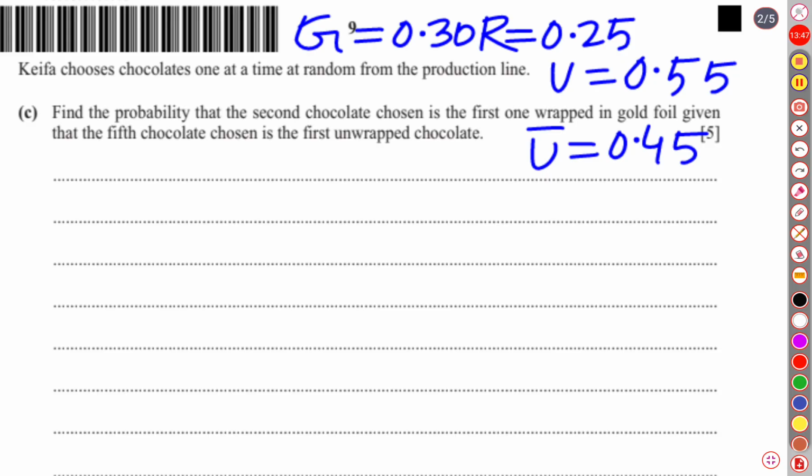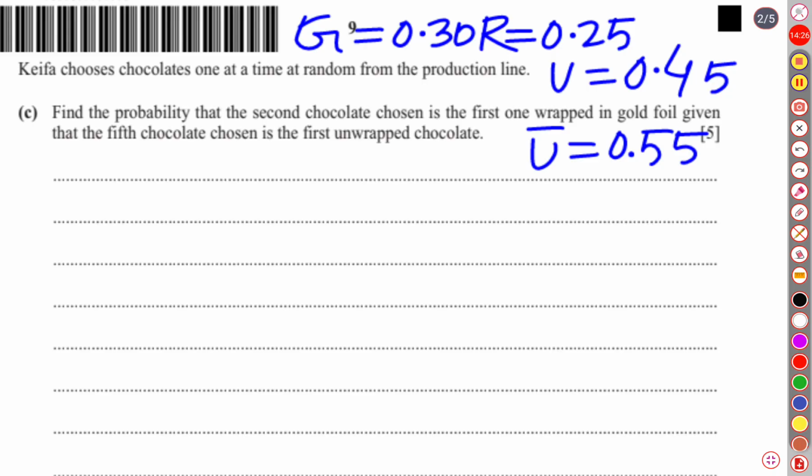So these are the probabilities of a chocolate individually. If it is in gold foil, the probability is 0.30. If it is in red foil, the probability is 0.25. Wrapped is 0.55, and unwrapped will be 0.45, because if we subtract 0.55 from 1, it is 0.45.